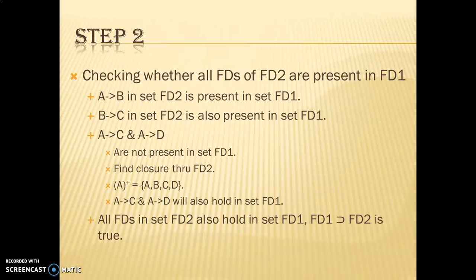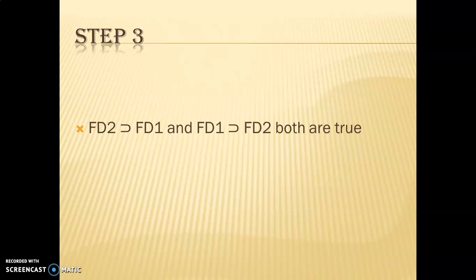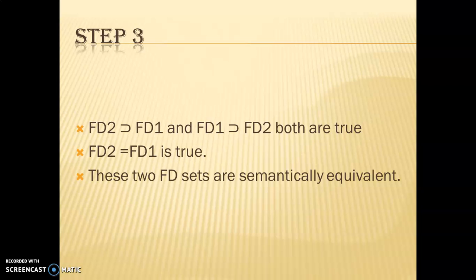Yes, of course, we can derive all the attributes of this relation by using the dependencies in FD1. So, now these two functional dependencies can be held in FD1. As per our definition, if FD2 is a superset of FD1 and FD1 is a superset of FD2 are true, it means both are equal. Thank you.